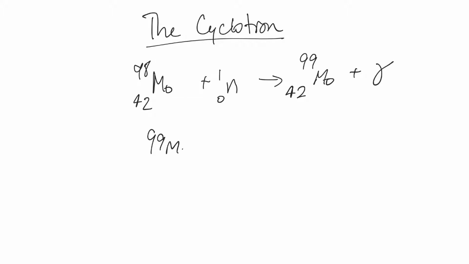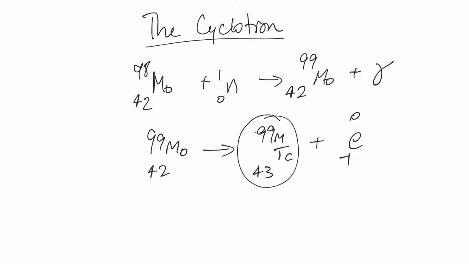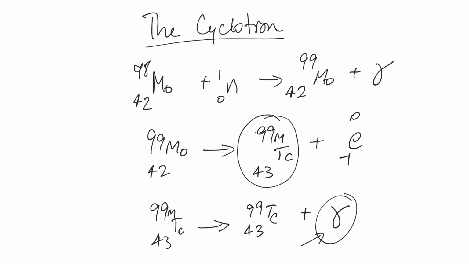Our molybdenum-99 decays to give us technetium-99m, metastable, 43, plus a beta particle, and that's the one we use in technetium-99m scanning. When the 99m metastable decays to form technetium-99 plus a gamma ray, this is what we're scanning for with a gamma camera. This one produces little radiation, as low as background radiation.